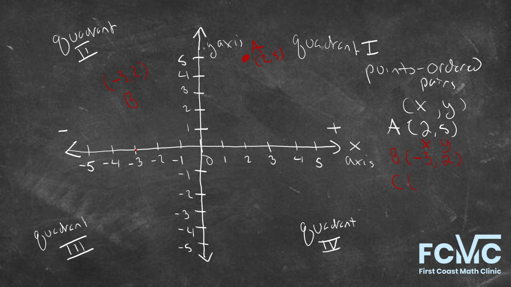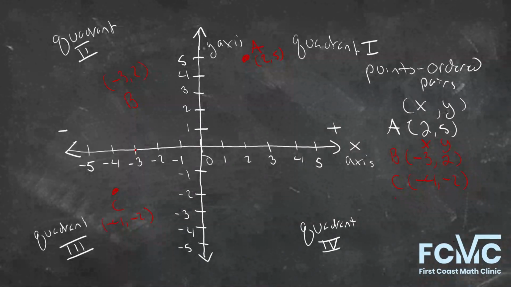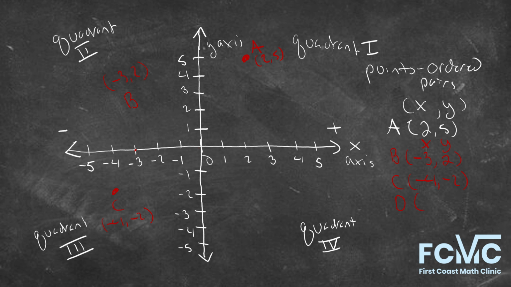Say point C is -4, -2. So we're going to go to -4 on the x-axis and then go down to -2 on the y-axis. So this is point C at -4, -2. Let's say point D is 3, -3. So we're going to go to 3 on the x-axis and then go down to -3 on the y-axis. So this point right here is point D at 3, -3.